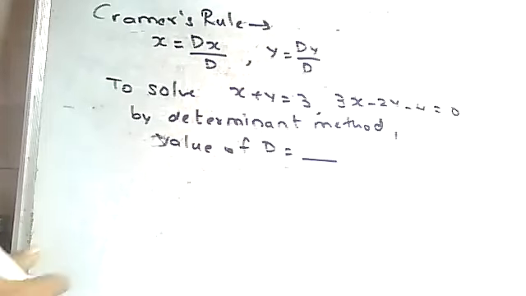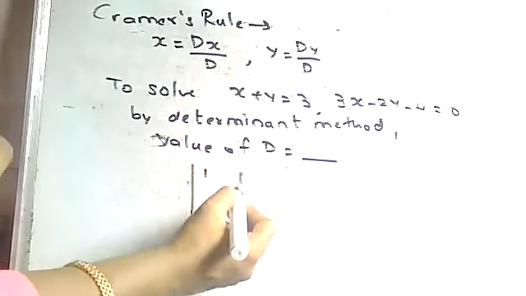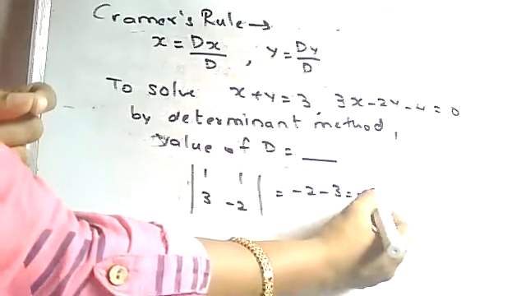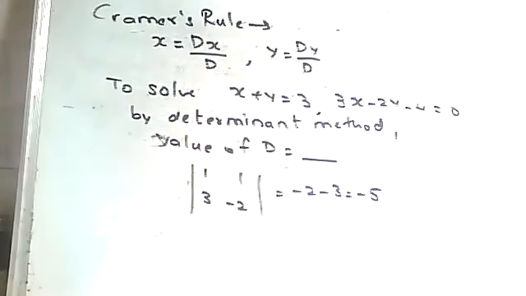No, I could see many answers. I will solve over here. 1, 1, 3 and minus 2. So minus 2, minus 3 and you are getting minus 5. Avishkar.